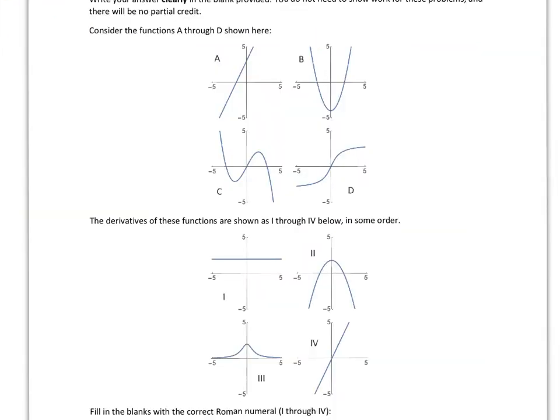Now we have a matching problem. We've got 4 functions here at the top and 4 derivatives at the bottom, and so we want to try to match up each function with its derivative. General guidelines to keep in mind is that positive slope means positive derivative, because remember, the derivative represents the slope. And correspondingly, negative slope corresponds to a negative derivative.